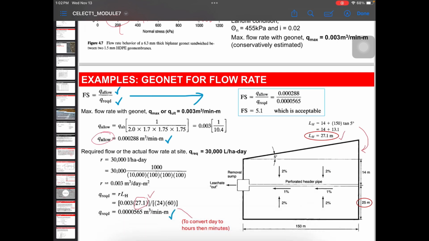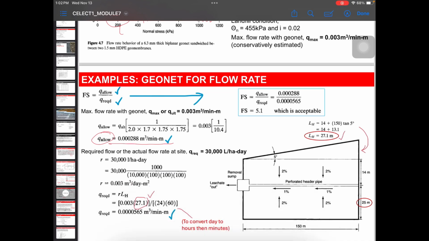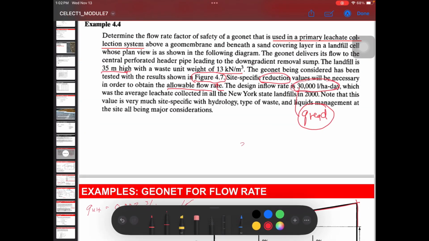How about Q required? Ito yung Q allowable. How do we get Q required? May given tayo kanina, di ba, yung Q required? This one. But, check the unit. It is in terms of liter, and then naka-hectares, and then per day. So, you need to convert this one in units na similar dun sa unit ng Q allowable, which is in meter cube per minute, and then linear length na meter.